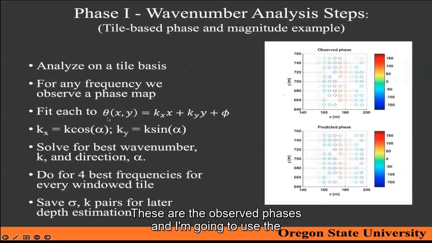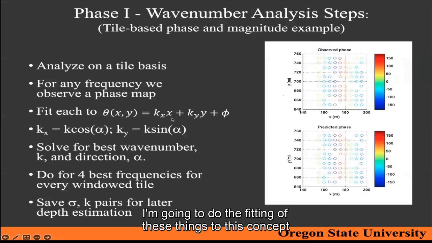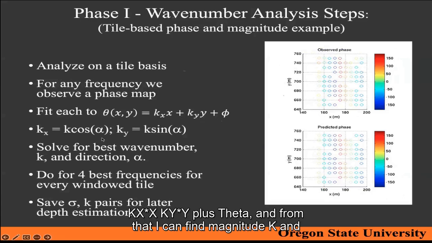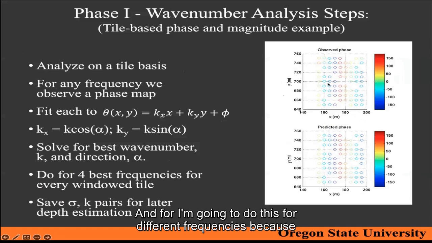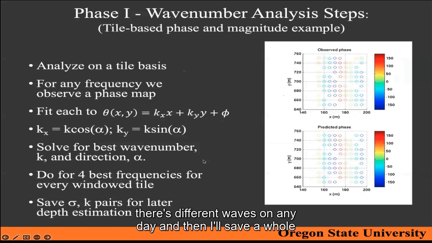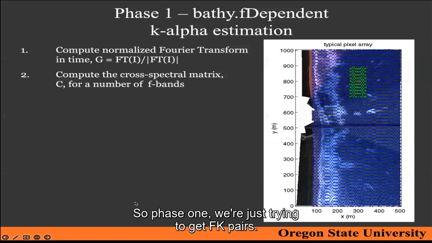I'm going to use the assumption, and this is just for some example frequency, I'm going to do the fitting of these to this concept, Kx x plus Ky y plus theta. From that, I can find magnitude K and angle alpha, solve for those. I'm going to do this for different frequencies because there are different waves on any day. Then I'll save a whole bunch of these pairs for later depth estimation. Okay, so phase 1, we're just trying to get f-k pairs.